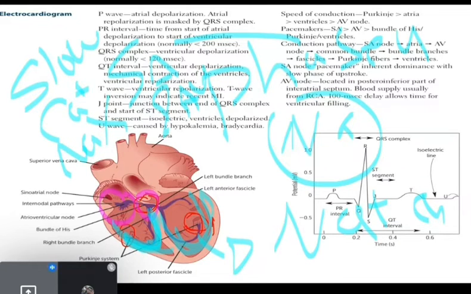So after the SA node and AV node make their signal, they will transmit it to the ventricles. The first thing that the ventricles will do when they receive this electrical signal is activate the sodium channels.